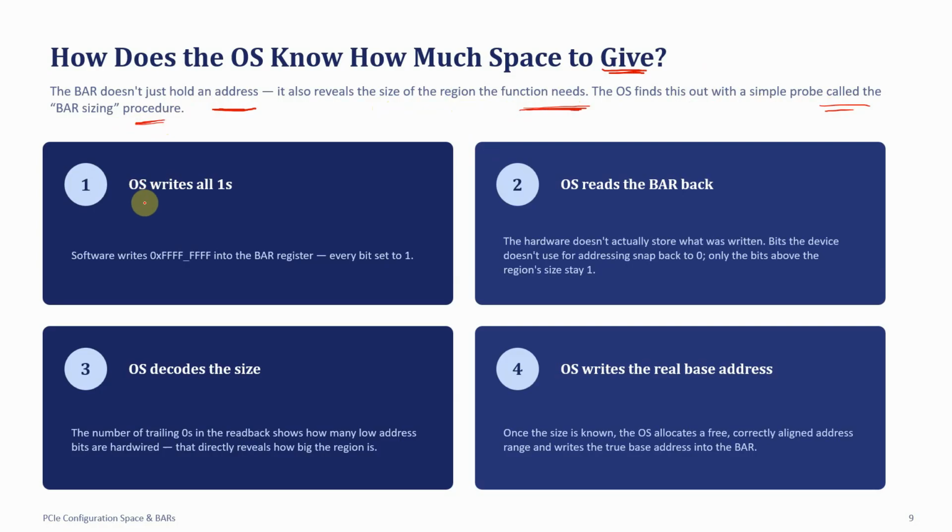In step number 1, the OS is going to write all ones into this base address register. So software writes all ones into the BAR register, and every bit is set to 1. Now, the OS is going to read back this BAR register. Hardware doesn't actually store what was written. The bits the device doesn't use for addressing snap back to 0, and only the bits above the region size stay 1. The OS is going to decode the size, and then write the real base address.